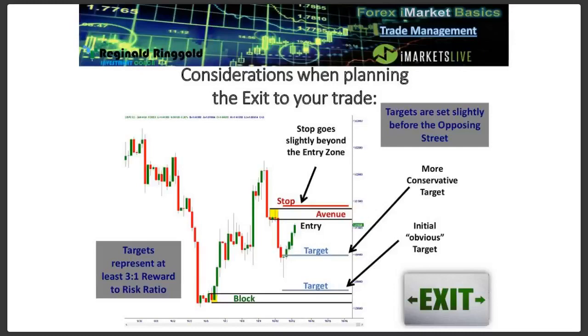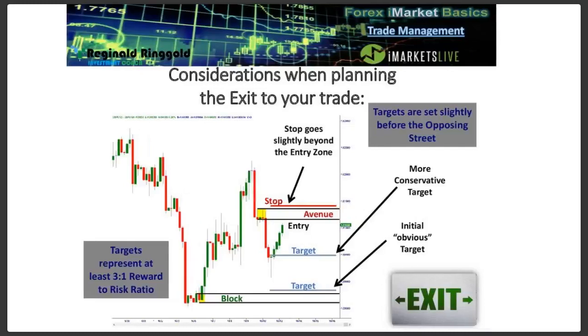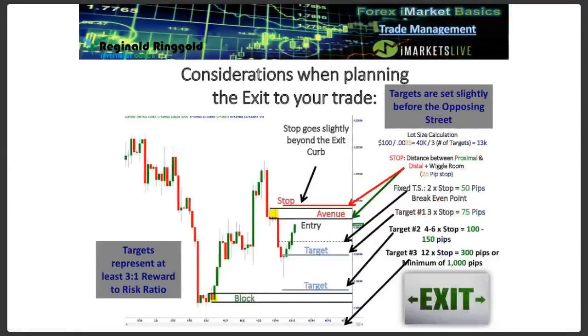Forgive them, they know not what they do. So let's dig a little deeper here, okay? Targets are set slightly before an opposing area, an opposing support or resistance, an opposing zone.